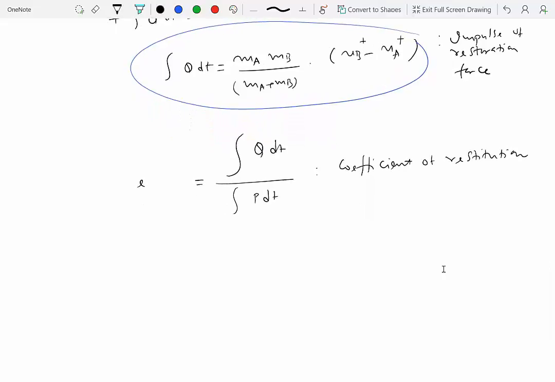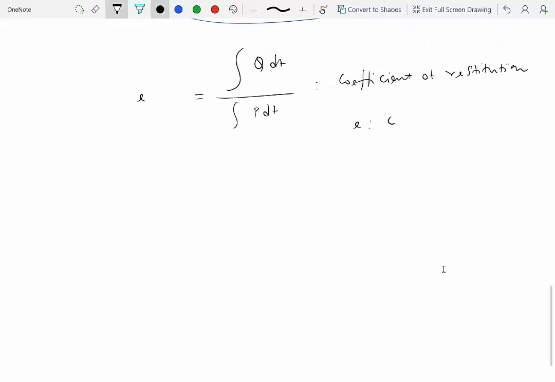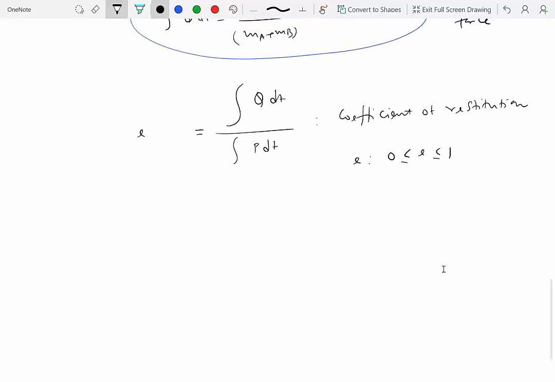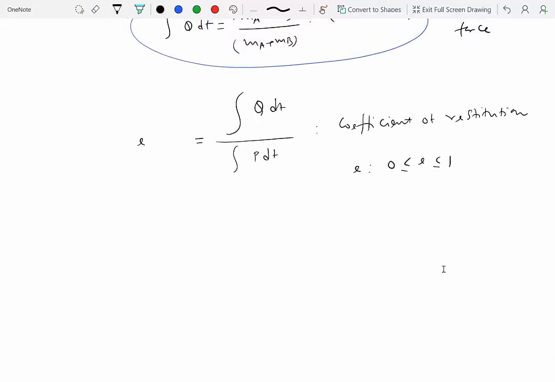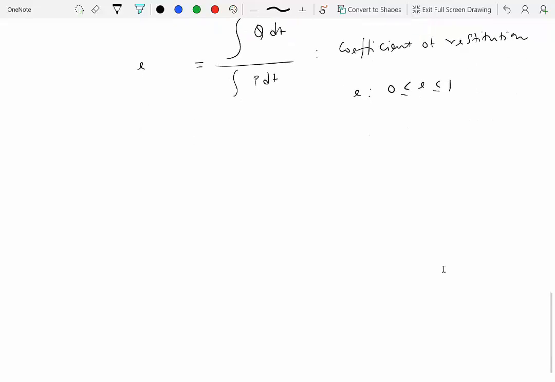And in general, because Q is less than or equal to P, e is between 0 and 1, okay? So it can be either 0, which is the case when integral q dt would be 0, or it can be 1 when integral q dt would be the same as integral p dt. And there are special names given to each of these cases, when e is 0, when e is 1, and so on.